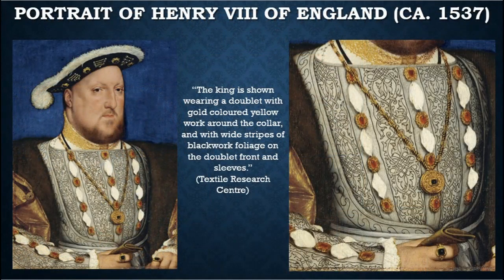This is a portrait of Henry VIII from about 1537, and from the Textile Research Center, the king is shown wearing a doublet with gold-colored yellow work around the collar, and with wide strips of blackwork foliage on the doublet front and sleeves.